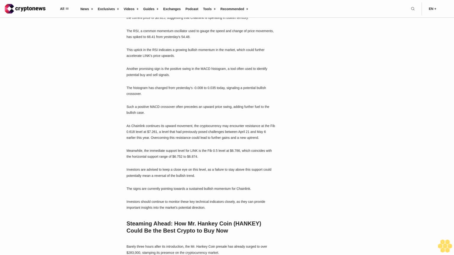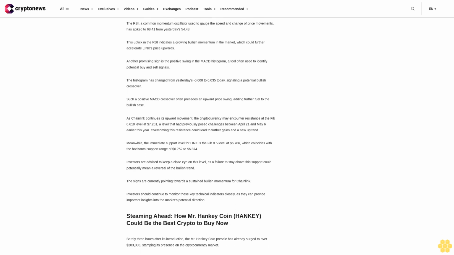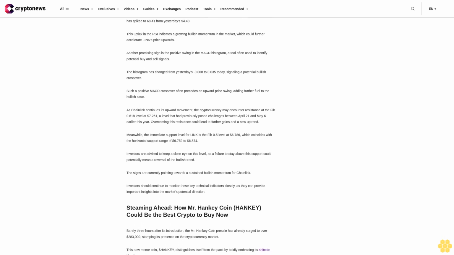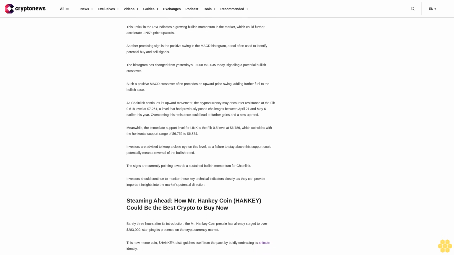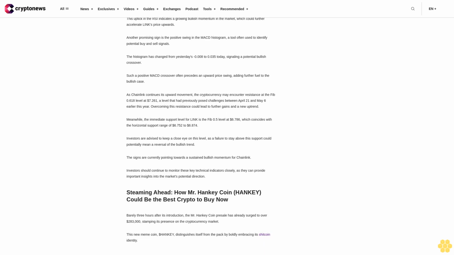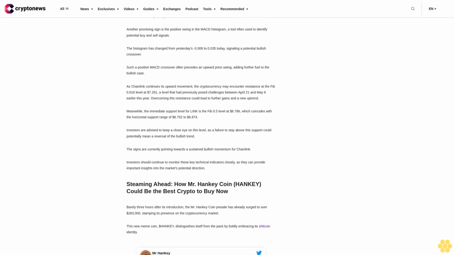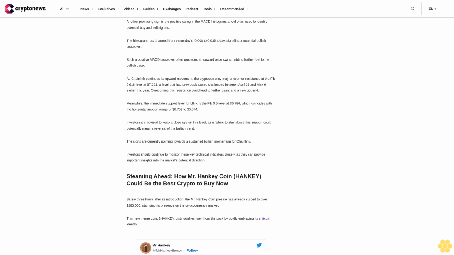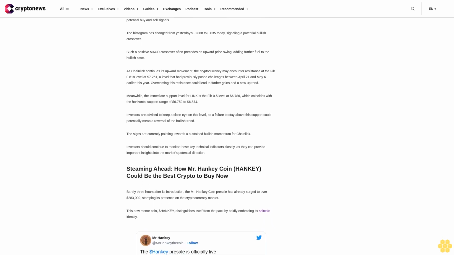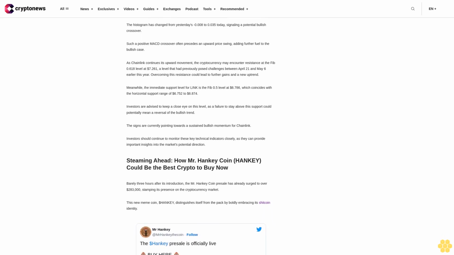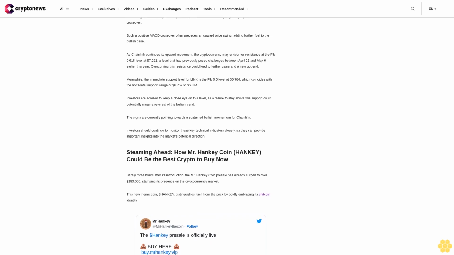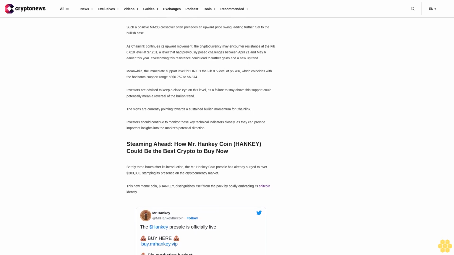Link price upwards. Another promising sign is the positive swing in the MACD histogram, a tool often used to identify potential buy and sell signals. The histogram has changed from yesterday's 0.008 to 0.035 today, signaling a potential bullish crossover. Such a positive MACD crossover often precedes an upward price swing, adding further fuel to the bullish case.